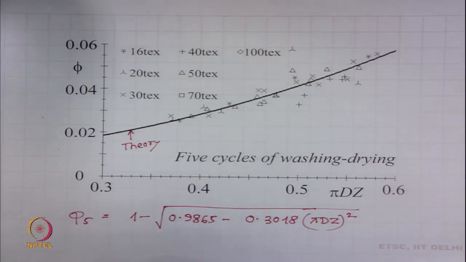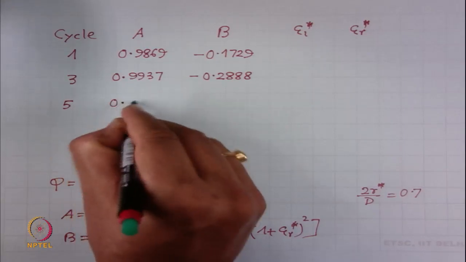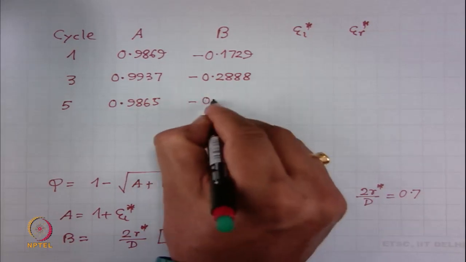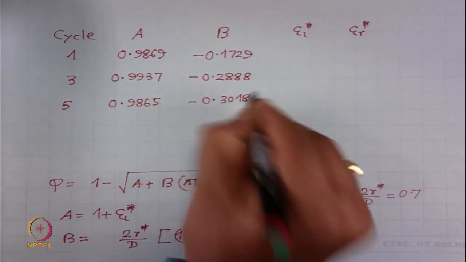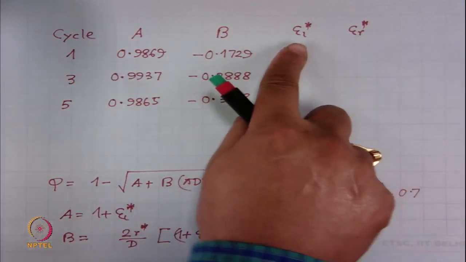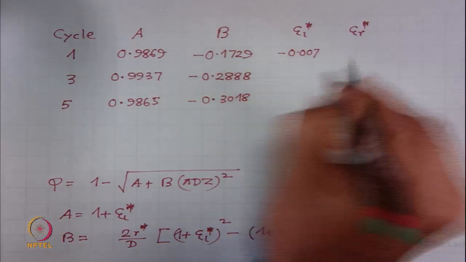So, the value of A is this, the value of B is this after 5 cycles. The values are 0.9865 and minus 0.3018 after this. Now, if we use A from this table, we will obtain the value of epsilon star. This value was obtained as this.